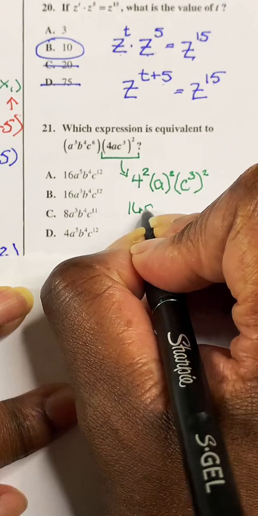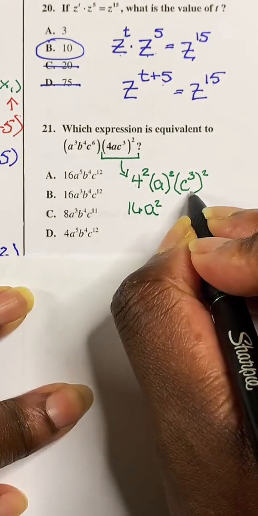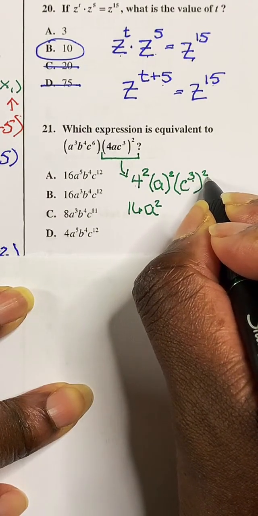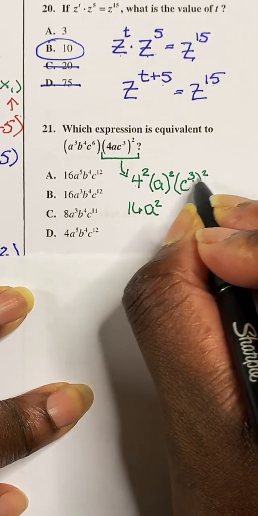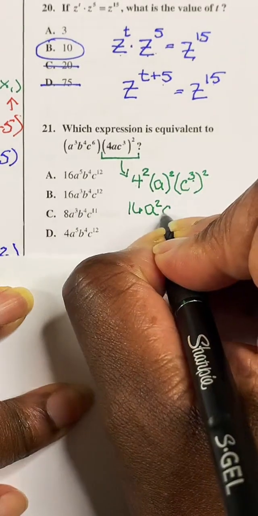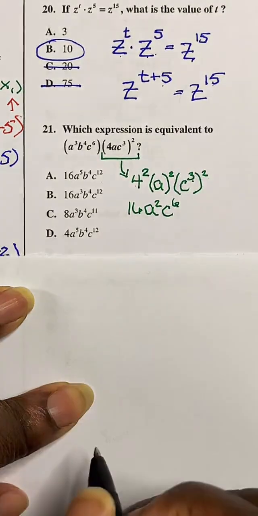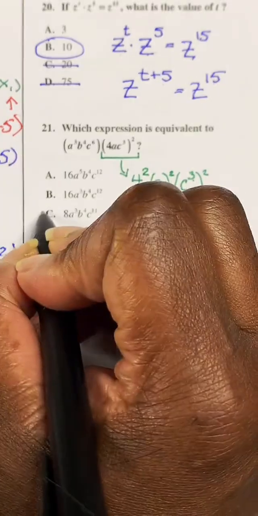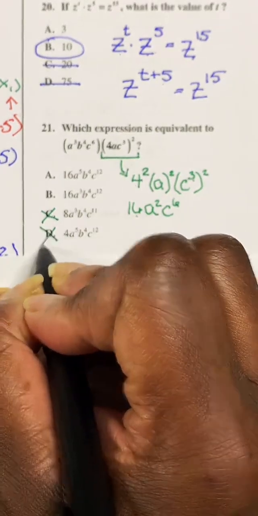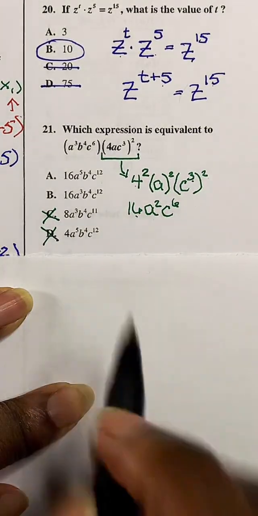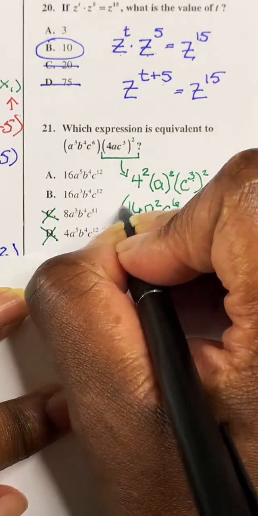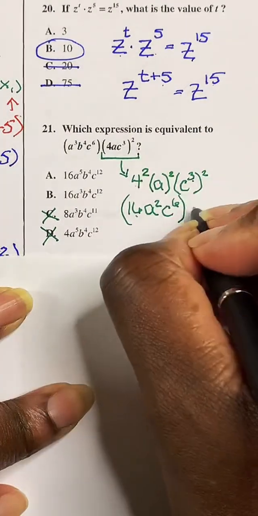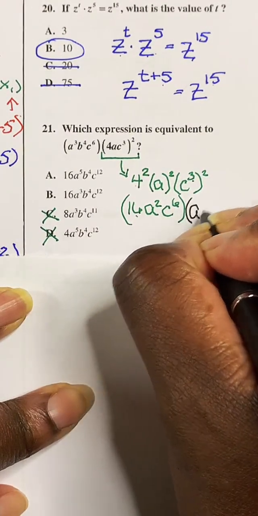A raised to the second power, that's a squared. And c cubed raised to the second power, when you have a power being raised by a power, you're multiplying those. Okay, so that will give me c to the 6th. So right now I'm dealing with 16s. So that means C is gone and D is gone. So now you're going to take this and you're going to multiply it to the other parenthesis.